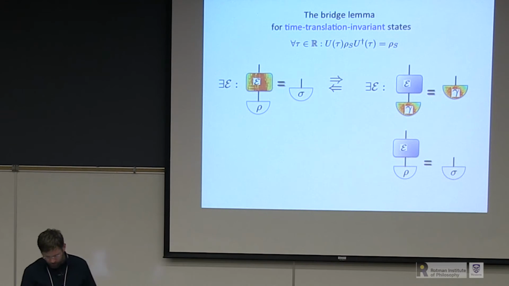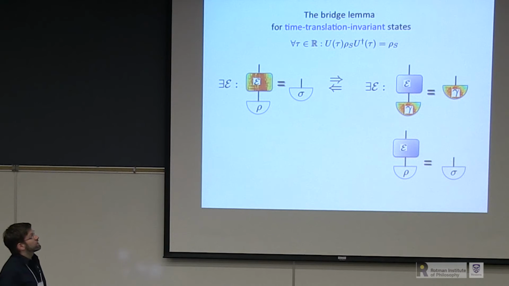But yeah, let me move on to a slightly simpler example, which is the example of states that are time translation invariant. So we're not talking about all states anymore. We're just talking about those which under time translations are fixed. In that case, I can have a bridge lemma where I can prove that I have necessary and sufficient conditions.